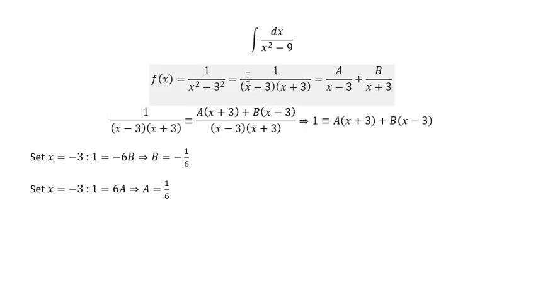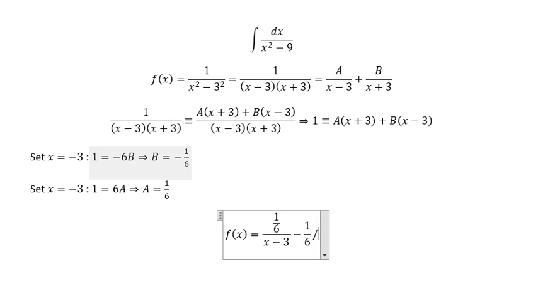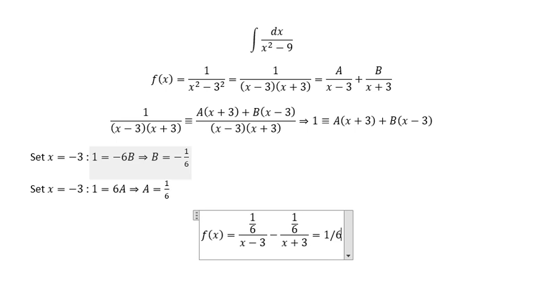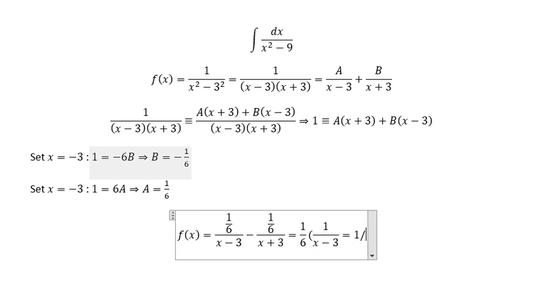So we divide all through by 6, and then a gives you 1 divided by 6. Voila. Now you see that our f of x can be a, which is 1 over 6, divided by x minus 3, then b, which is negative 1 over 6, divided by x plus 3. Now if you factorize the 1 over 6, we get 1 over 6 times, 1 over x minus 3 minus 1 over x plus 3.